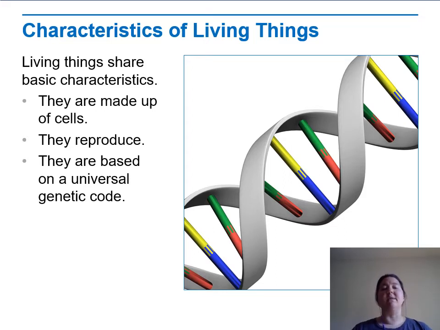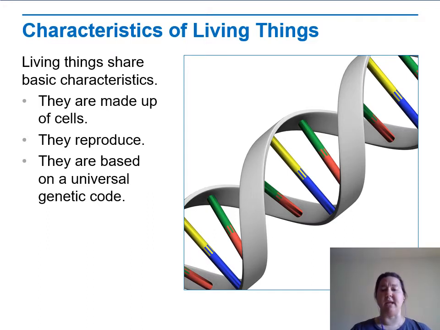Okay, living things reproduce. For us, we reproduce as a species through sexual reproduction, but we are also able to reproduce and repair our individual cells in the case of like a cut or a broken bone. But they're able to reproduce, and they are all based on a universal genetic code.